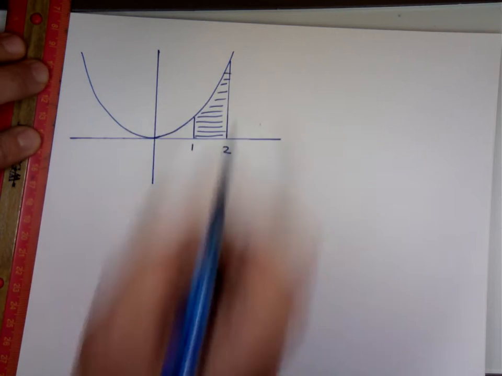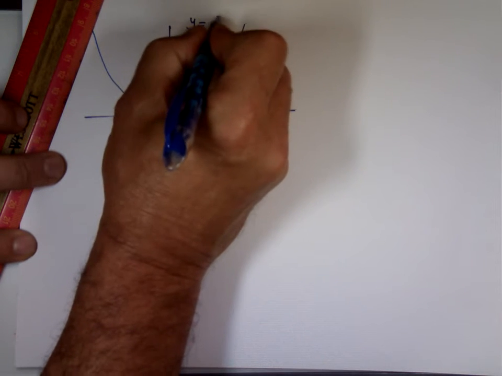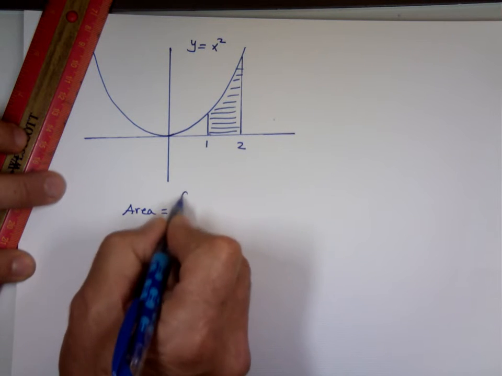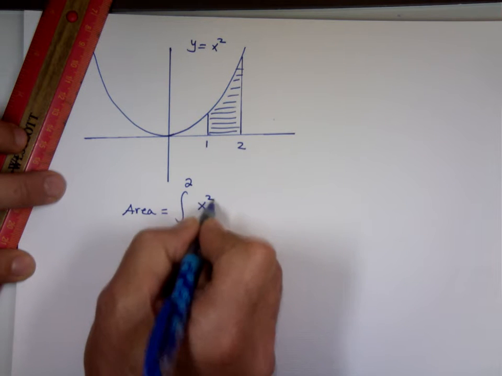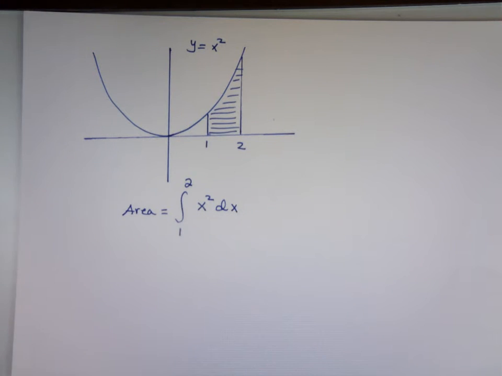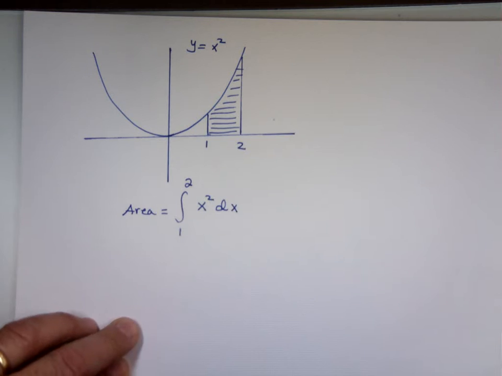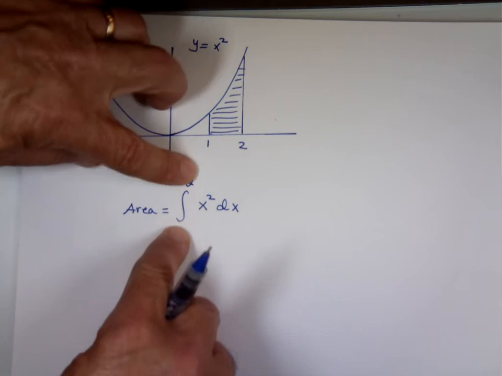One of the ways of doing it is by integrating that. This is y equals x squared. So the area will be the integral from 1 to 2 of x squared dx. That's called a definite integral. Why? Because we've given you the lower limit and the upper limit. All the ones we did in the past, none of them have limits in them. From last class, last video, all the ones we did were indefinite integrals, no limits.